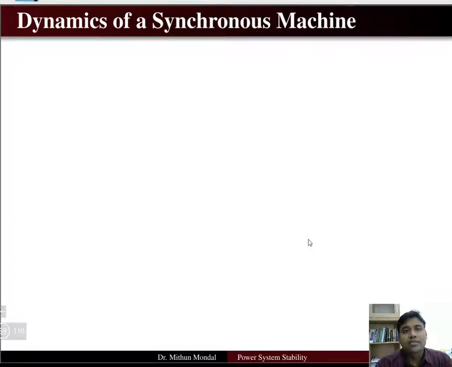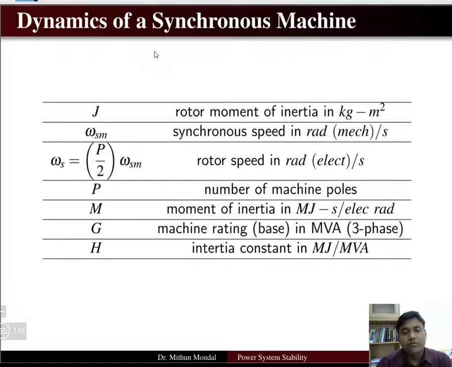Welcome to the next lecture in power system stability. We were discussing power system stability, and the next topic that we are going to discuss is the dynamics of a synchronous machine. Before that, let us see some of the nomenclature that we will be using.